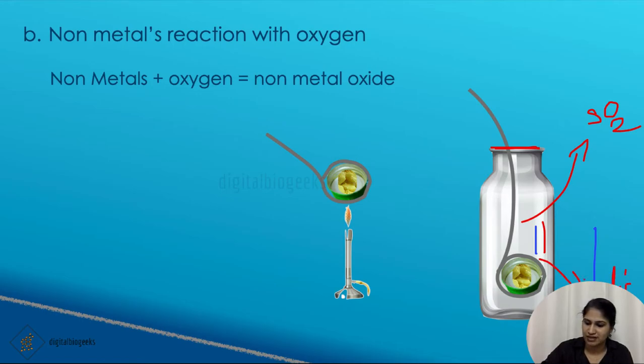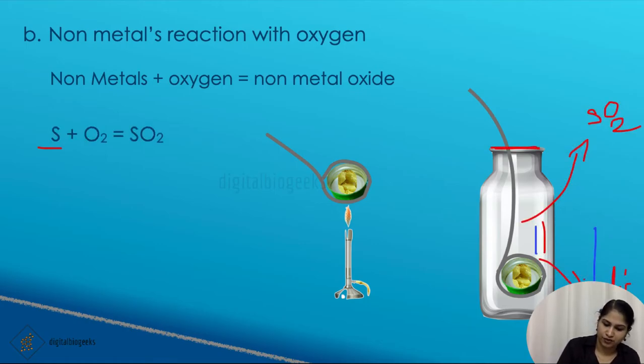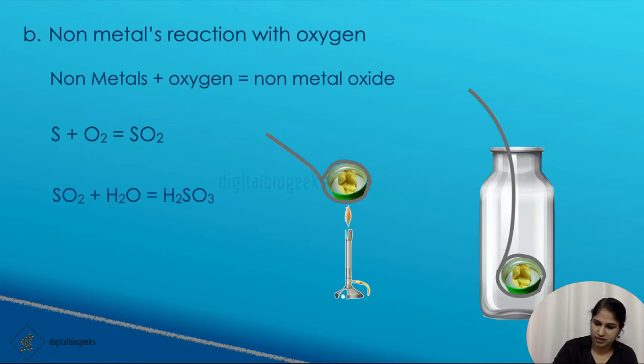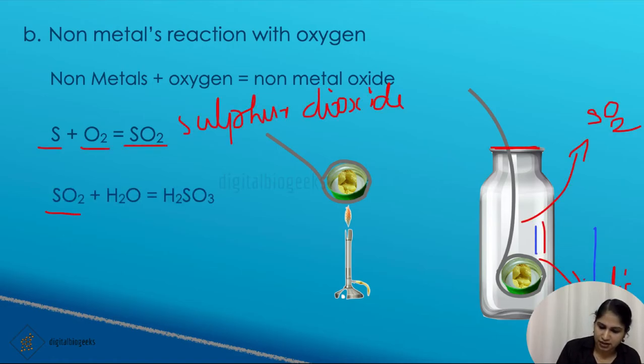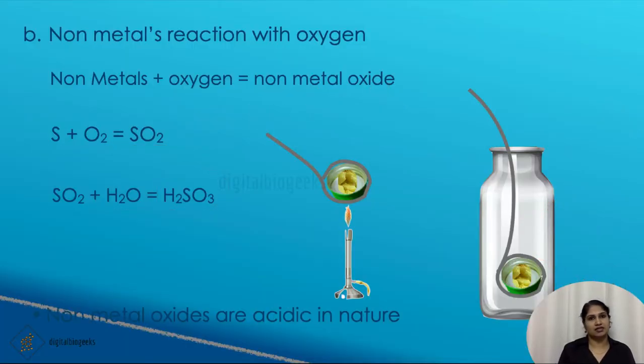Let's see what is happening here. First, sulfur when reacting with oxygen will form sulfur dioxide. This sulfur dioxide, when we add water, will react with water to form sulfurous acid. This is sulfurous acid. That means non-metal oxides are acidic in nature.